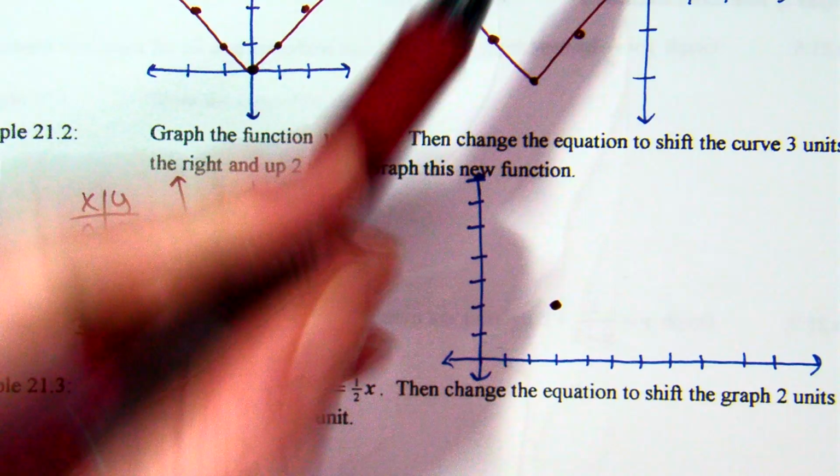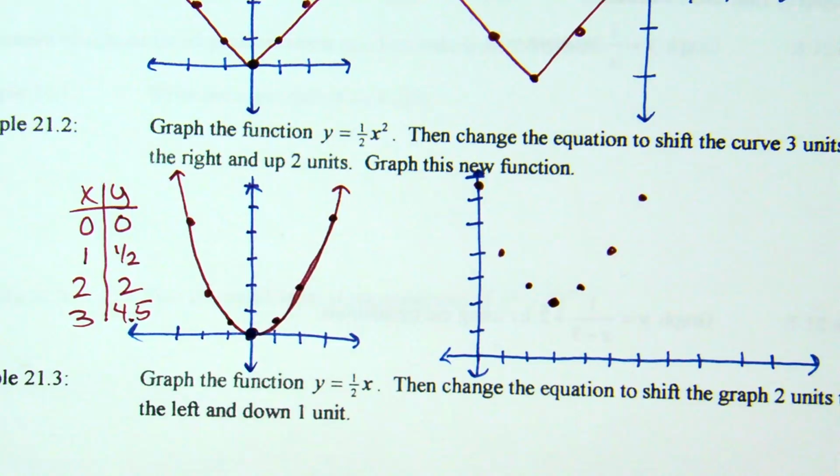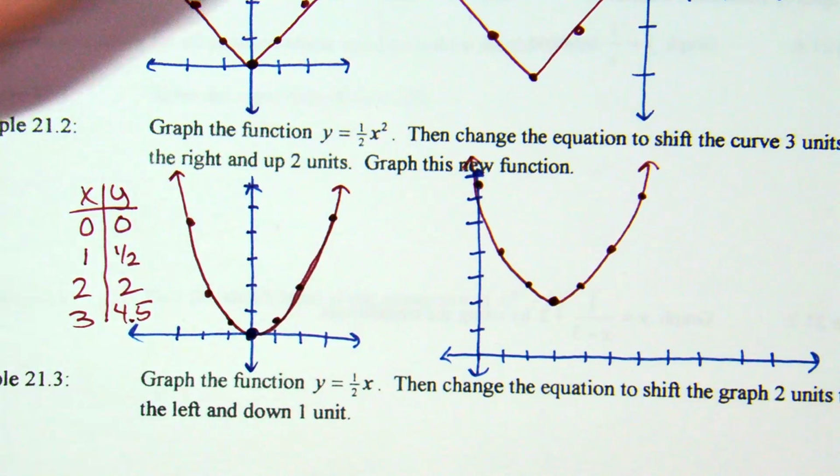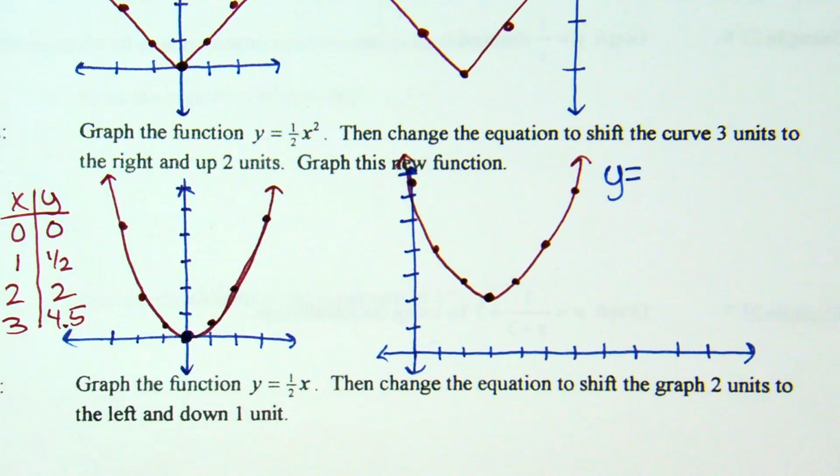Okay. You guys got a curve that looks like mine? Similarly? Again, it didn't really ask us the equation, but why not? Y equals what? 1/2 stays out front. Parentheses. X minus 3, quantity squared, and then up 2, plus 2.